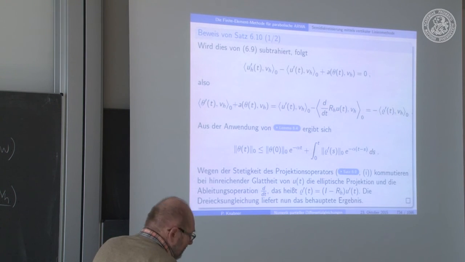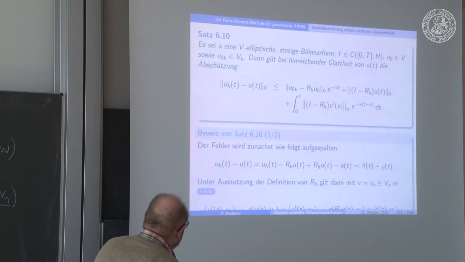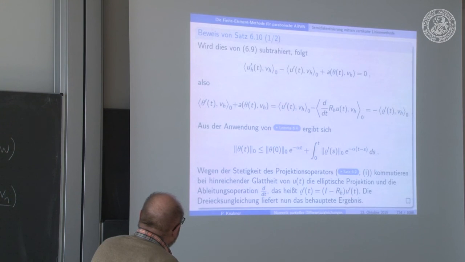Now, what was the definition of the rho, or of the minus rho? The minus rho was u minus RH of u. Okay, what do we have? We have the u minus RH of u, and from this, the time derivative. So we have this term here. So in between, wait a second.